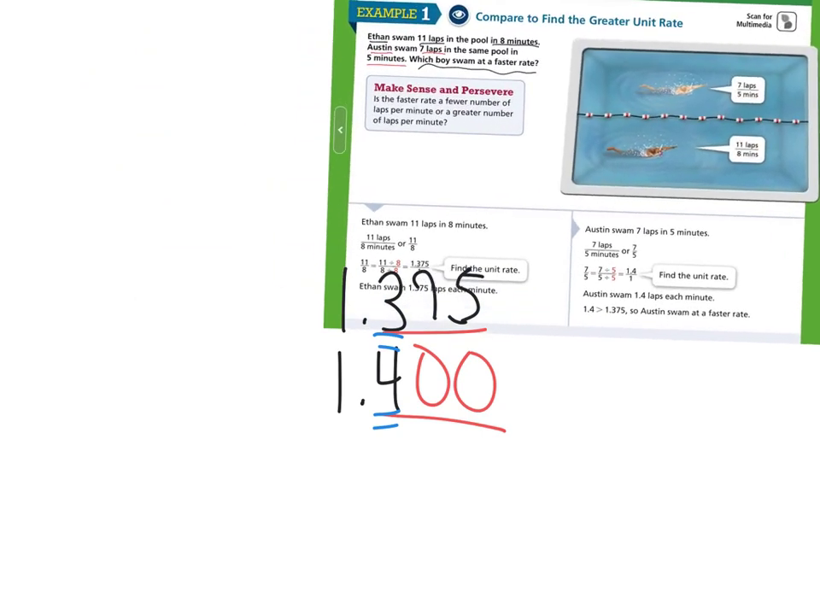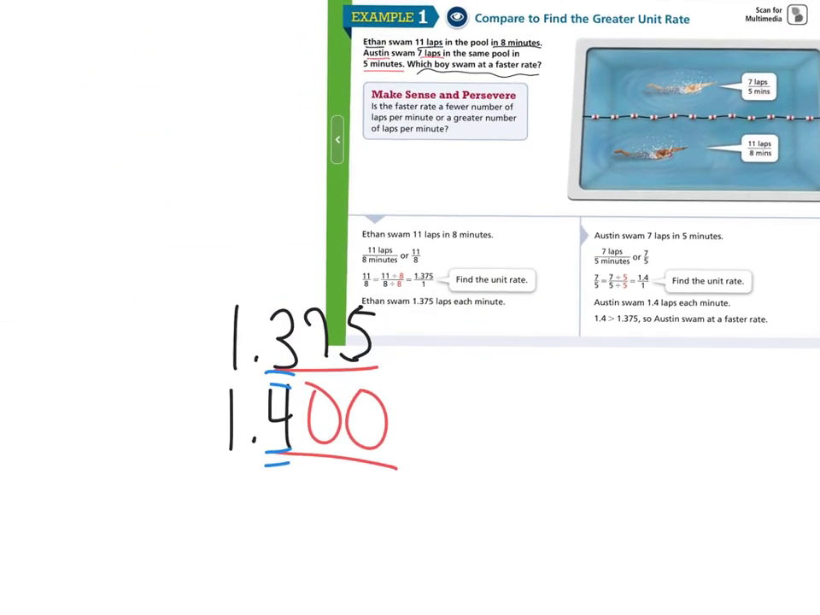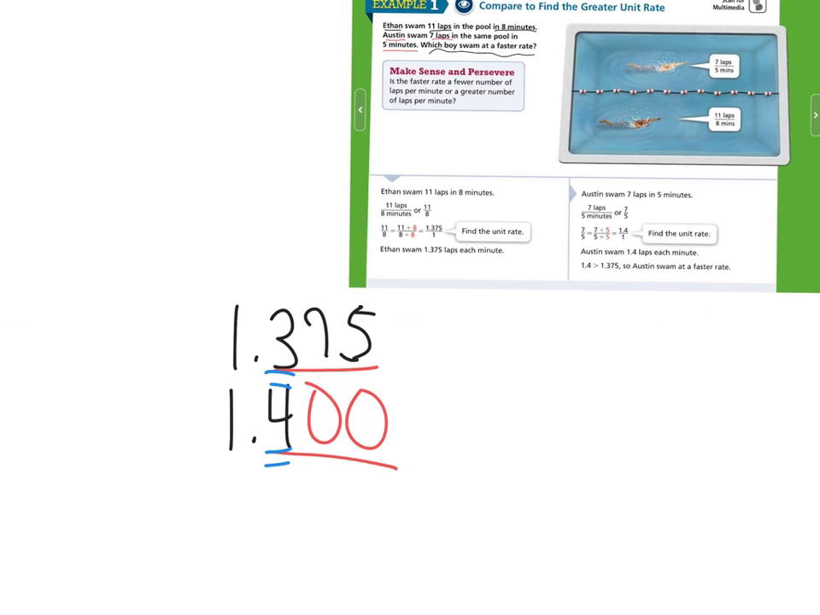If you did it the other way around, if you did minutes per lap, how many minutes does it take you per lap? You actually would want the smaller number, because less minutes for every lap means you're faster. If it takes me 1 minute per lap versus 2 minutes per lap, 1 minute per lap's faster. Okay, so you could technically do it either way. This way is going to be maybe more familiar to you.